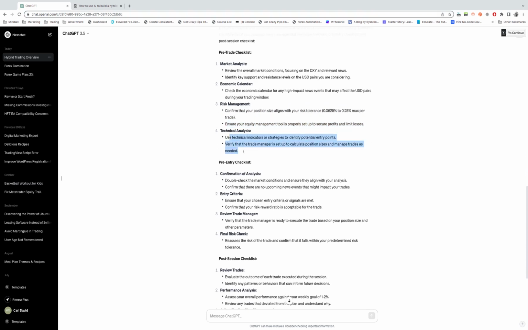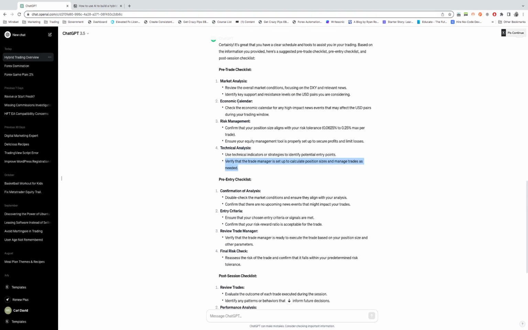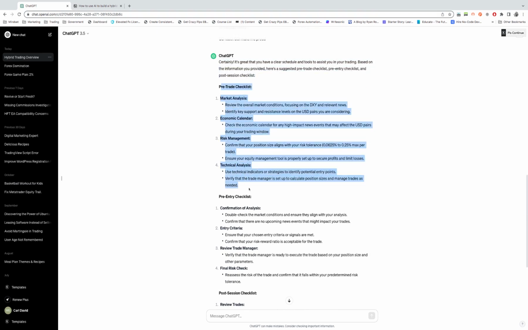Then, use technical indicators or strategies to identify potential entry points. So that's basically up to what I like to use to enter, and verify that the trade manager is set up to calculate position sizes and manage trades as needed. So this is powerful. This is a pre-trade checklist.